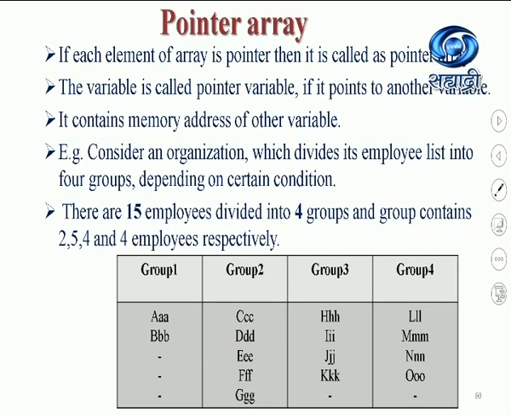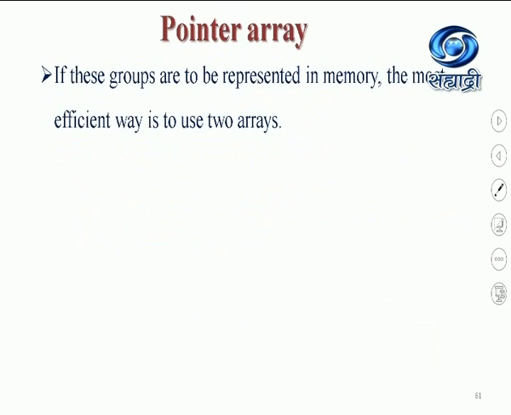So here the total number of employees is 15, and they are divided into 4 groups, and each group contains some elements. In the first group you can see there are only 2 elements. In group 2 you can see 5 elements. In group 3 there are 4 elements, and in the last group, group 4, it contains only 4 elements. Now for all these 15 elements, how can we declare the pointer array here?